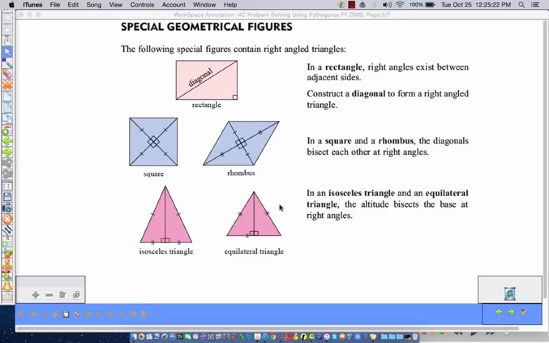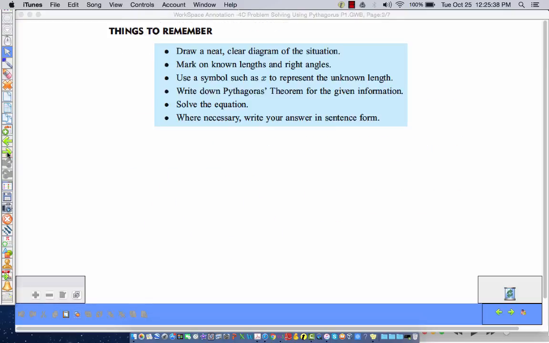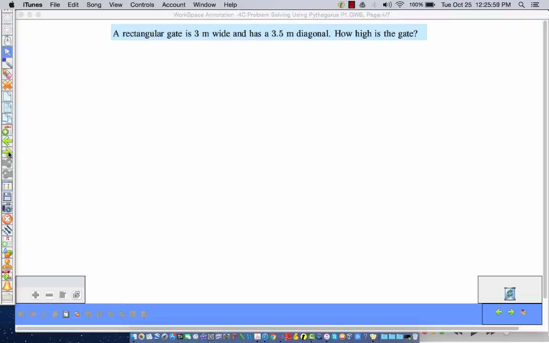We need to know about our geometric figures here. This is a nice little summary in our textbook of the properties of rectangle, square, rhombus, isosceles triangle, and equilateral triangle. Notice all the right angles that gives us right triangles, meaning we can certainly use Pythagorean theorem with right triangles. You always want to draw a neat diagram of the situation, mark everything that you know, use variables to represent what you're trying to find or what you don't know. And then you just go for it.